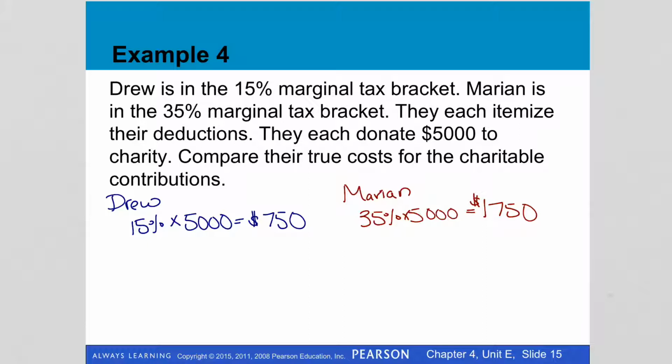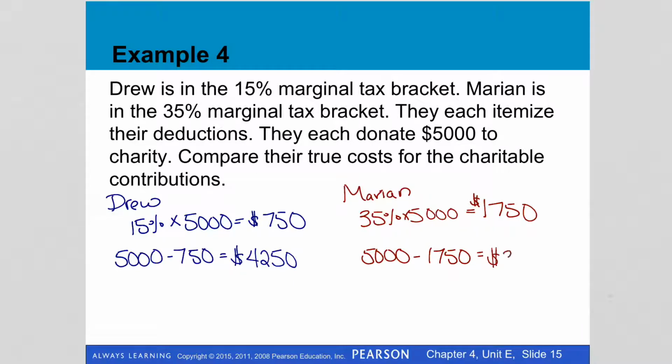So looking back, Drew, if we subtract off $750, his true donation was $4,250. Okay, the charity that he donated to got $5,000, but he really only spent $4,250 because he gets the $750 back at the end of the year. While Marion gets $1,750 back at the end of the year, so she really only spent $3,250.